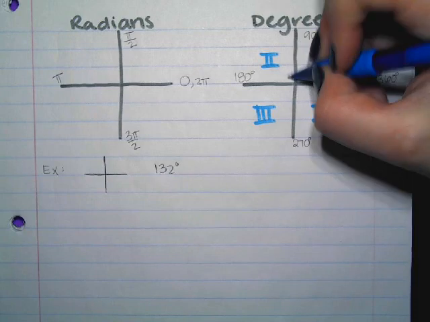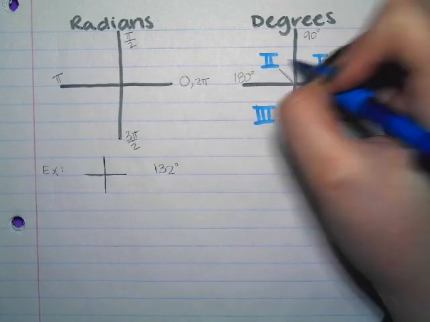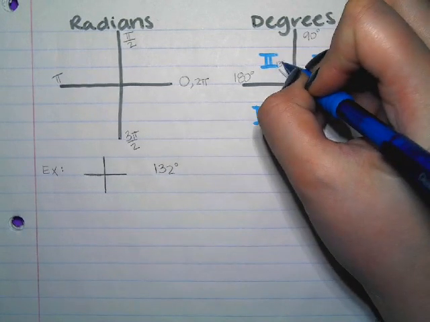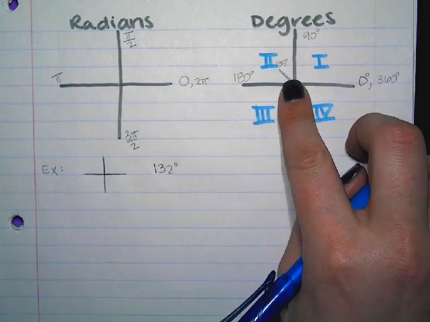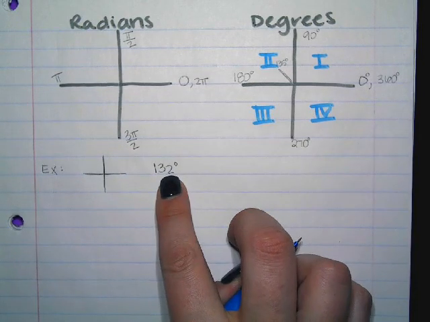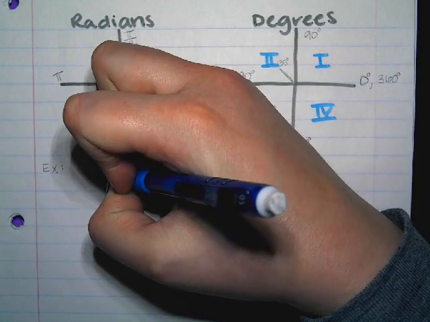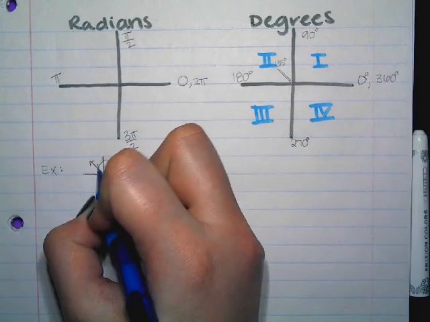And actually, if you know the exact middle, does anyone know the exact middle? It'd be 135. 135 degrees would be right in the middle. How could you find the middle of 180 and 90? Just add them together and divide. Add them together, divide by 2. Okay, so 135 is right in the middle, and we're trying to draw 132, so where should it be? Slightly above. So this is a 132 degree angle.